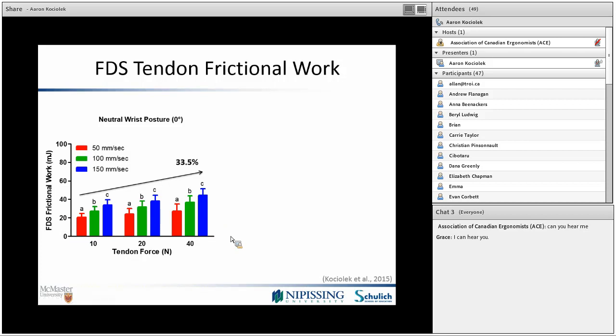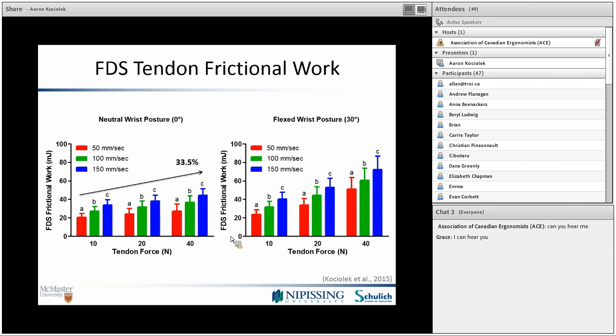If I then compare and contrast that with what happened in a flexed wrist posture, so again starting to manipulate another risk factor in terms of awkward postures, we saw a much higher or steeper increase from that low velocity, low force condition to the high velocity, high force condition. So it actually increased by 93%. What we're actually showing here is a multiplicative effect between tendon force and wrist posture. So when we're in a flexed wrist posture, the effective force is having a much larger effect on our frictional measurement, which we believe is important in the development of carpal tunnel syndrome.